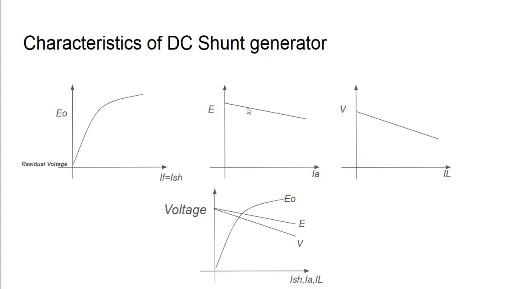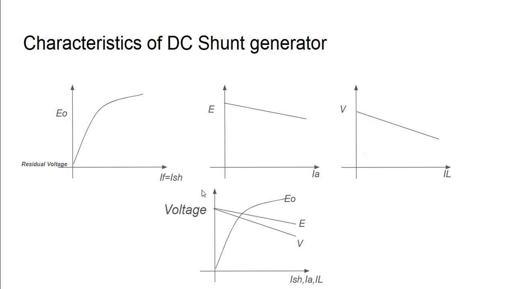As IA is going to increase, due to the armature reaction, the generated EMF value will be lesser when compared to the no load generated EMF. So it will have a slight drooping characteristic. And V is nothing but E minus IA RA, which will be lesser, which will lie even below this E versus IA characteristic. So V will be equal to E minus IA RA.